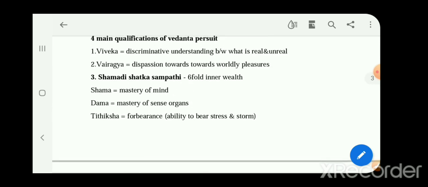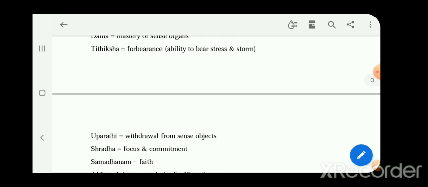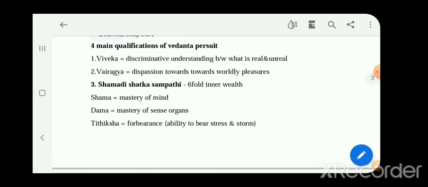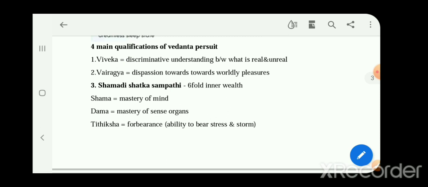So all these are the Shamadi Shatka Sampatti, which is Shama, Dama, Titiksha, Uparati, Shraddha and Samadhana, which are the main sixfold inner wealth. So currently we are in the four main qualifications of Vedanta pursuit. We have seen Viveka, we have spoken about Vairagya, and we have also seen Shamadi Shatka Sampatti.